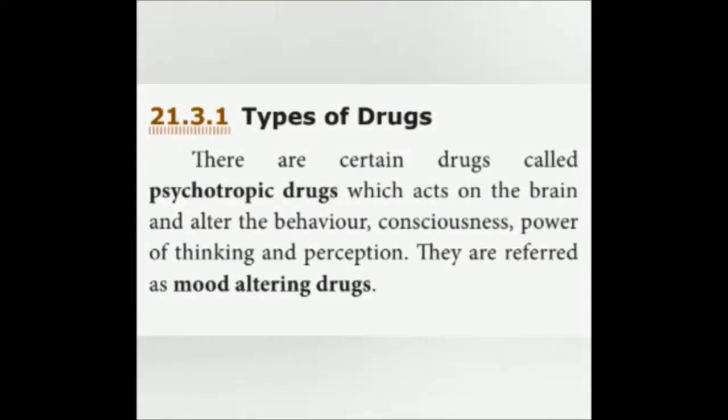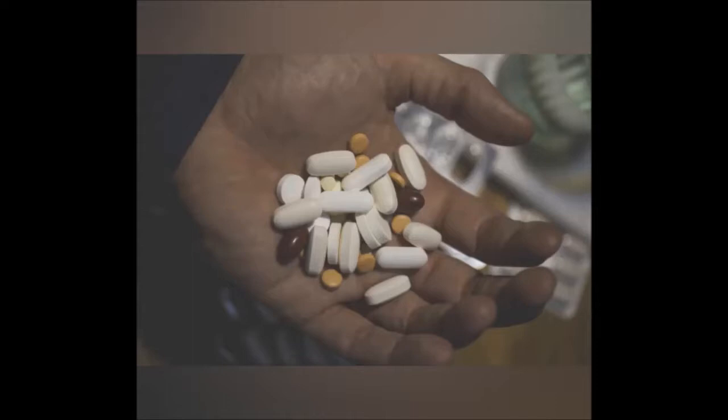Types of drugs. There are certain drugs called psychotropic drugs which act on the brain and alter behavior, consciousness, power of thinking, and perception. They are referred to as mood-altering drugs. When a person cannot live without drugs, the condition is referred to as drug dependence. There are two types of dependence: physical dependence and psychological dependence. Dependence on the drug for a normal condition of well-being and to maintain physiological status is physical dependence, and feeling that drugs help them to reduce stress is psychological dependence.